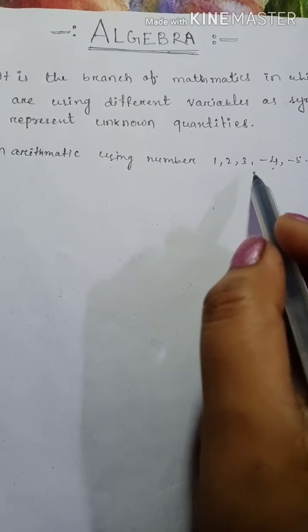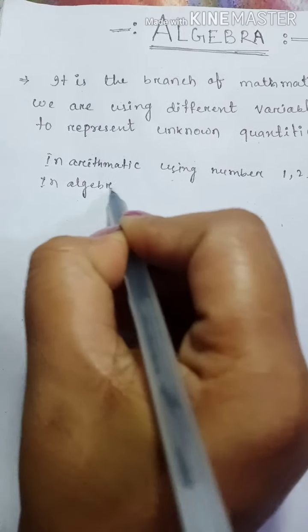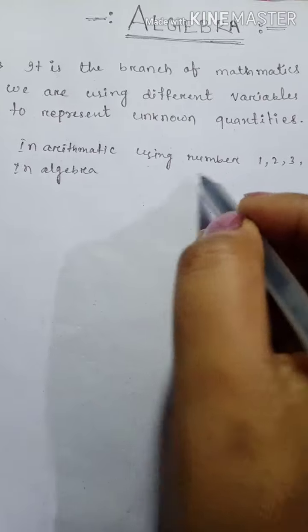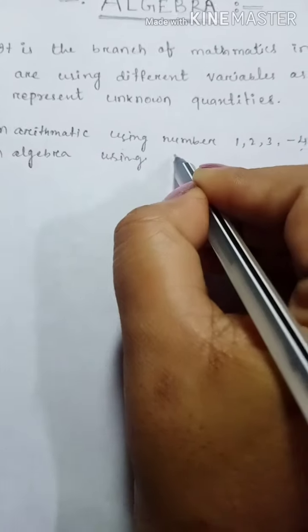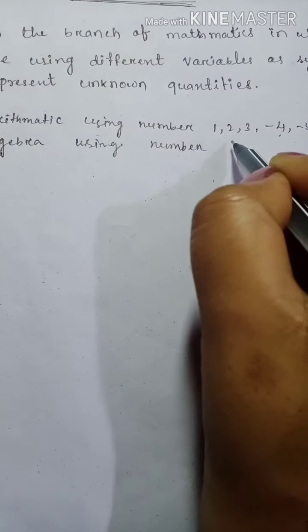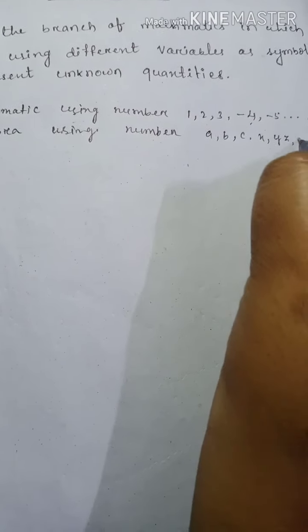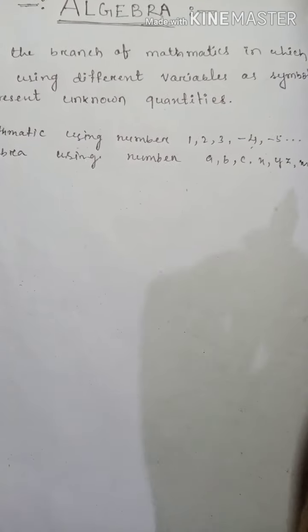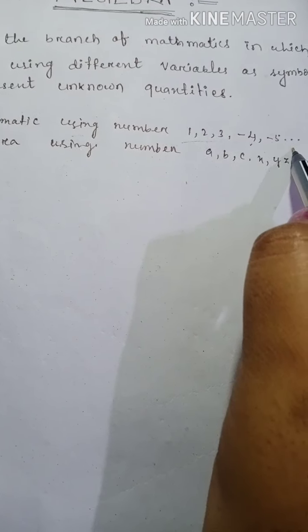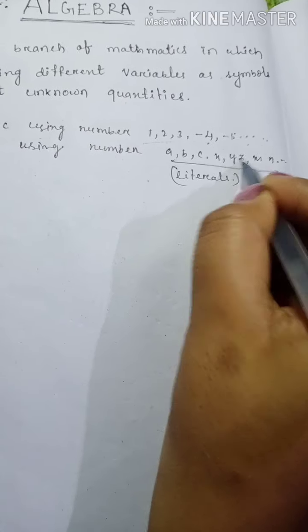But in case of algebra, numbers are in the form of letters. Letters means alphabets: A, B, C, X, Y, Z, M, N, etc. Any type of alphabets. Clear, students? Generally these are termed as numbers, whereas these are termed as literals. Literals means the alphabets which we are using.